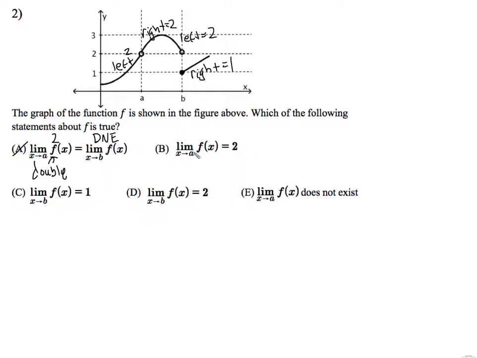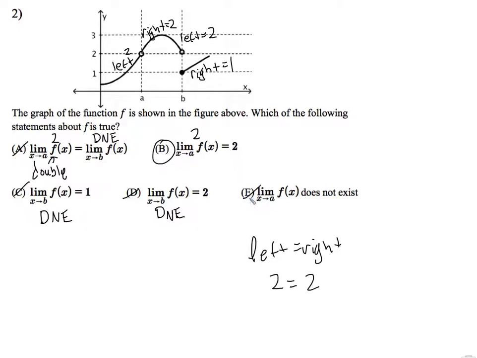So the double-sided limit of a is 2, because left and right are 2. 2 equals 2. That is true. The correct answer is b. It's b because the double-sided limit of a does exist, and it is 2 because the left and the right are both going to the same height of 2. Double-sided limit of b does not exist, so it's not d, it's not c, and it's not e, because the limit of f of a does exist. The correct answer is b.